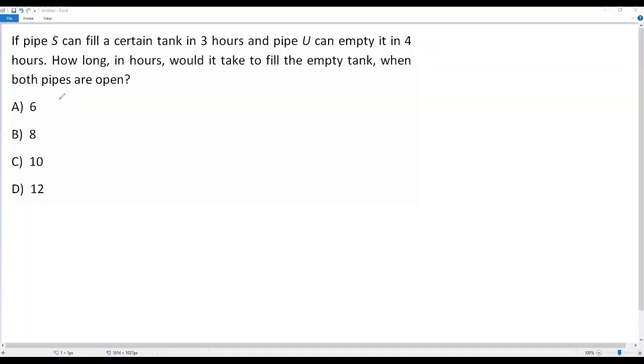Here we have a SAT math problem. Okay, let's go to the question. If pipe S can fill a certain tank in 3 hours and pipe U can empty it in 4 hours, how long in hours would it take to fill the empty tank when both the pipes are open?